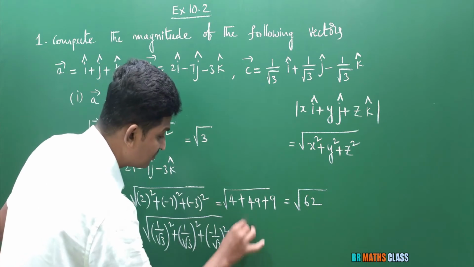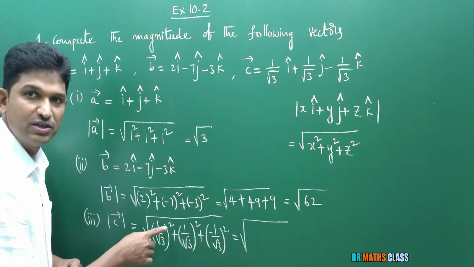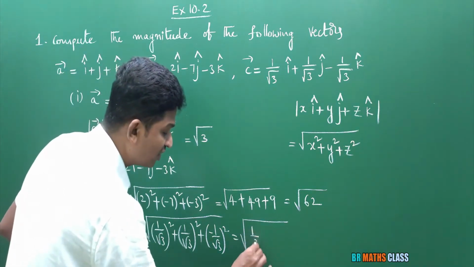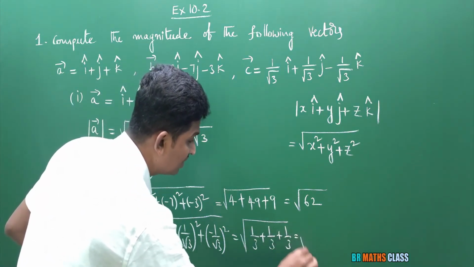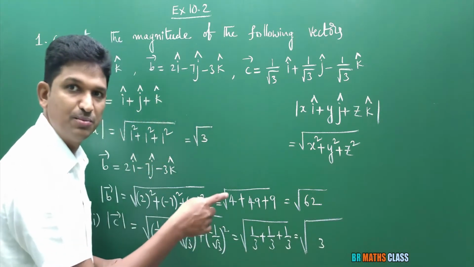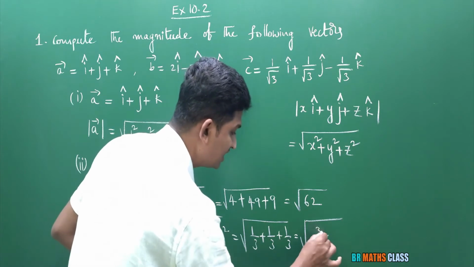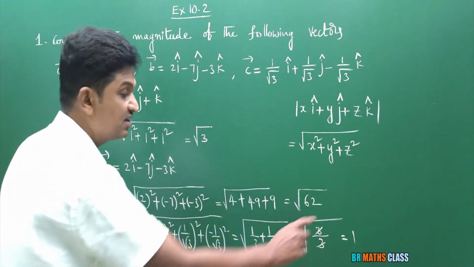If I simplify this further, what will I get? See here, 1 by root 3 whole square is what? 1 by root 3 whole square is 1 by 3. 1 by 3 plus 1 by 3 plus 1 by 3. If I simplify further, 3 is the LCM. In the numerator, you will get 1 plus 1 plus 1, which is 3. 3 divided by 3 is what? 1. So the magnitude of this third vector is 1.